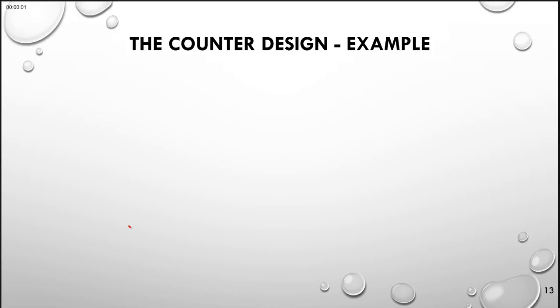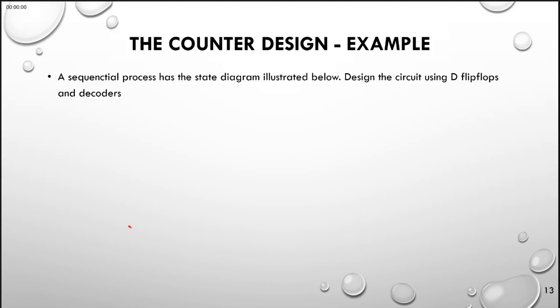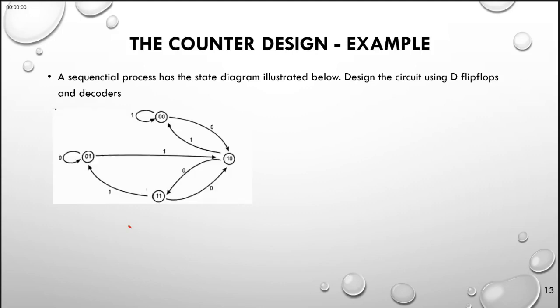We now look at another counter example that involves a D flip-flop. The question reads: a sequential process has the state diagram illustrated below. Design the circuit using D flip-flops and decoders. So this is a sequential process that may be considered to be that of a counter.